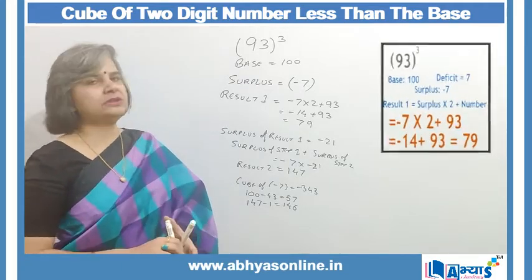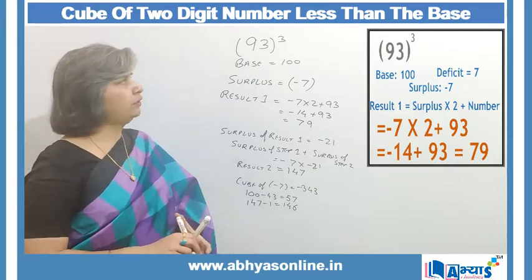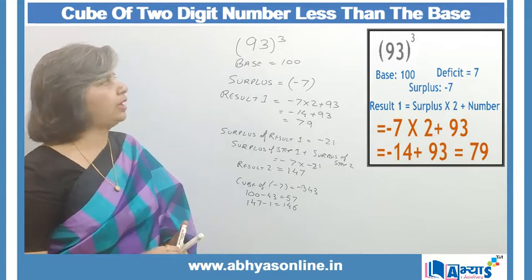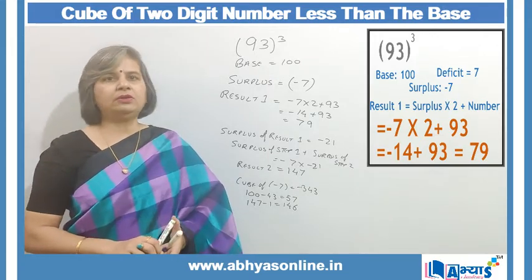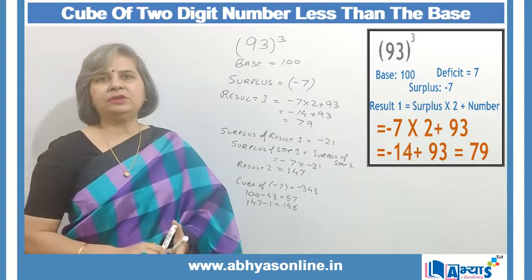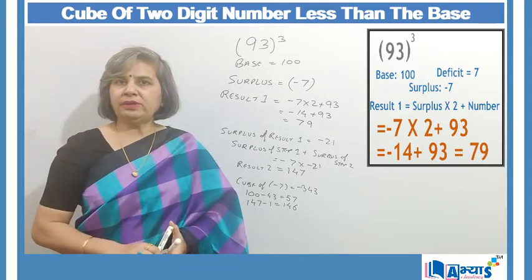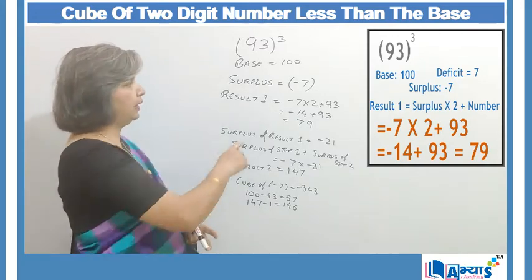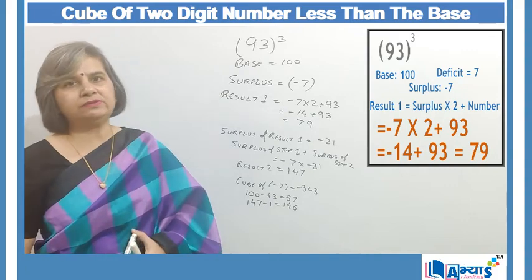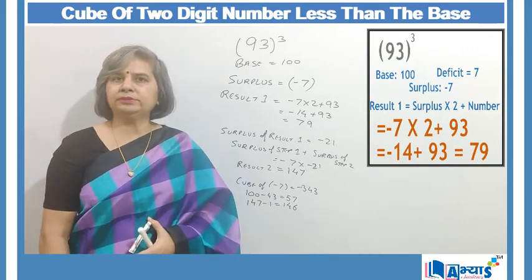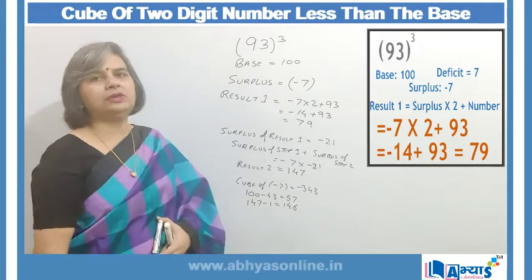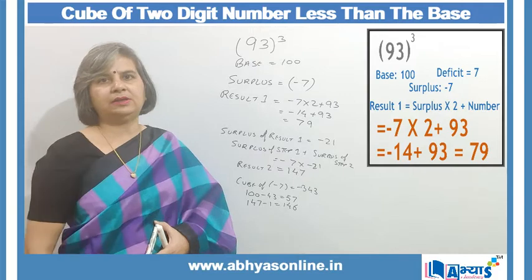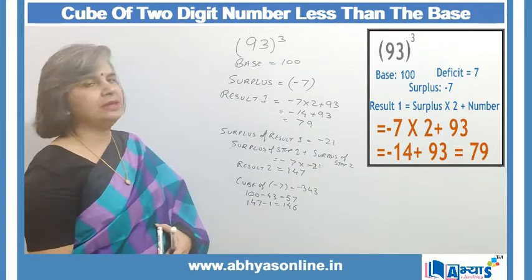So what I have done, first I have found the surplus. For this I have to identify the base, and I see that 93 is quite close to 100. So I have taken the base as 100, and now minus 7 is the surplus for 93. That means whenever we add minus 7 to 100, we will get 93. So in step 1, I will multiply the surplus with 2. So minus 7 into 2 is minus 14, and it is added to the number, that is 93. Minus 14 plus 93 is 79. So the result 1 is 79.